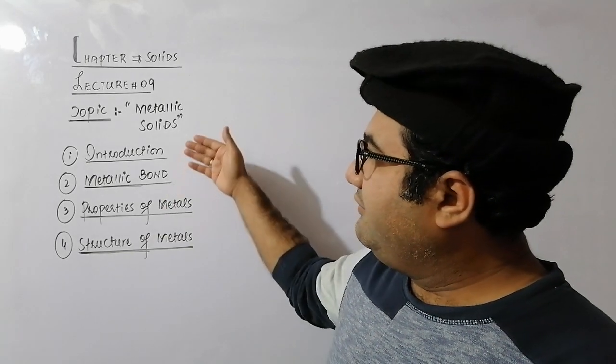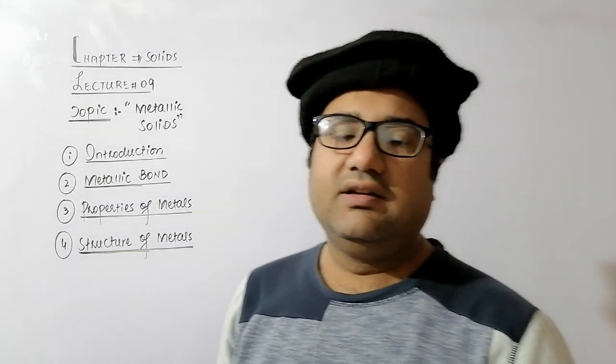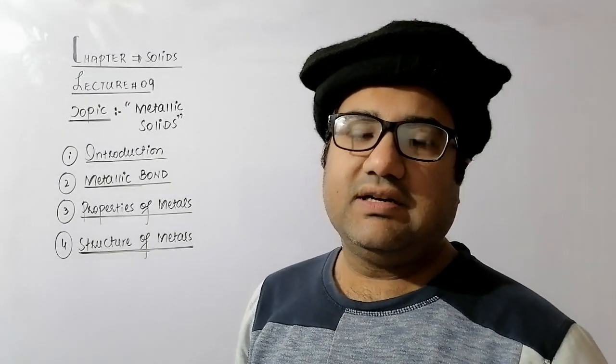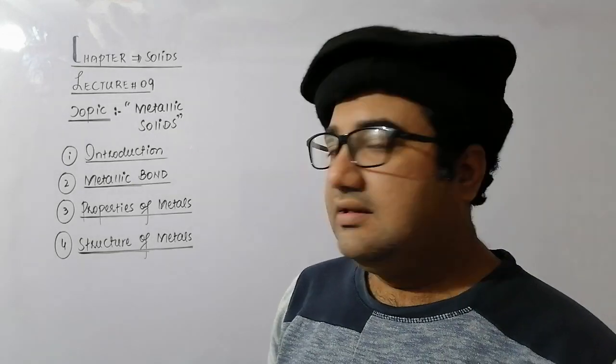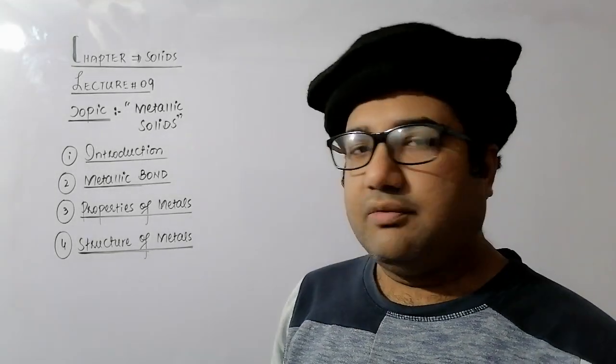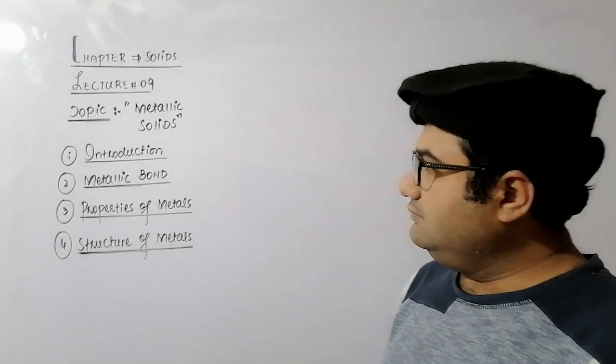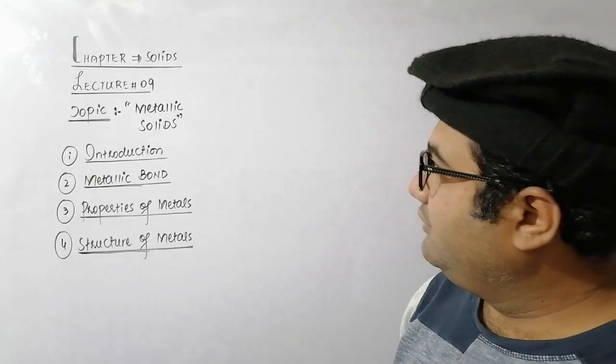Now we are going to divide this lecture into four portions. First of all, we will discuss the introduction of the metals and the metallic solids. Then we are going to discuss the metallic bond, properties of metals, and finally the structure of metals. So let us move towards the introduction.